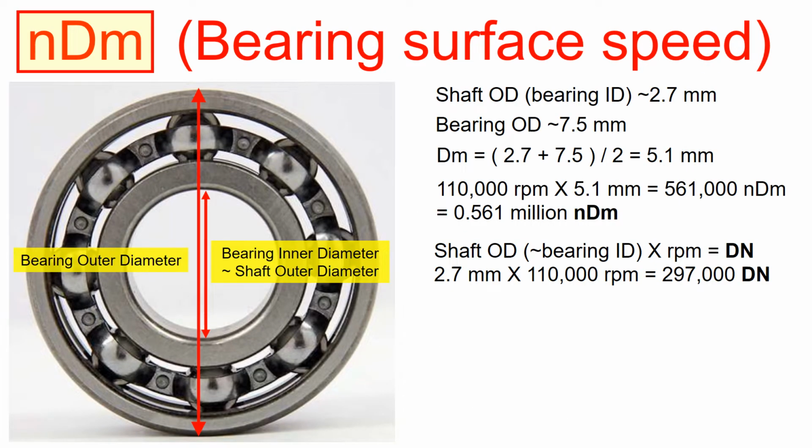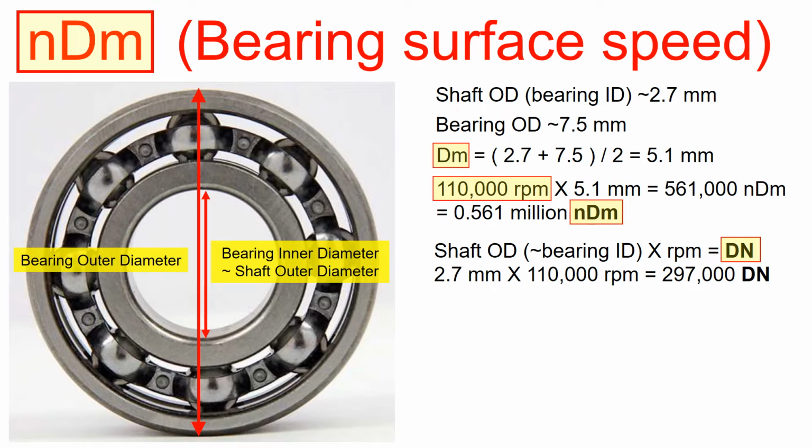Alright, let's start with defining the term NDM. NDM value is a good indicator of how fast the bearing is spinning. dm is defined as the mean bearing diameter, and the N is the machine spin speed. If you multiply the machine speed N with the mean diameter dm, it gives you NDM value. So high NDM value indicates high ball bearing surface speed.